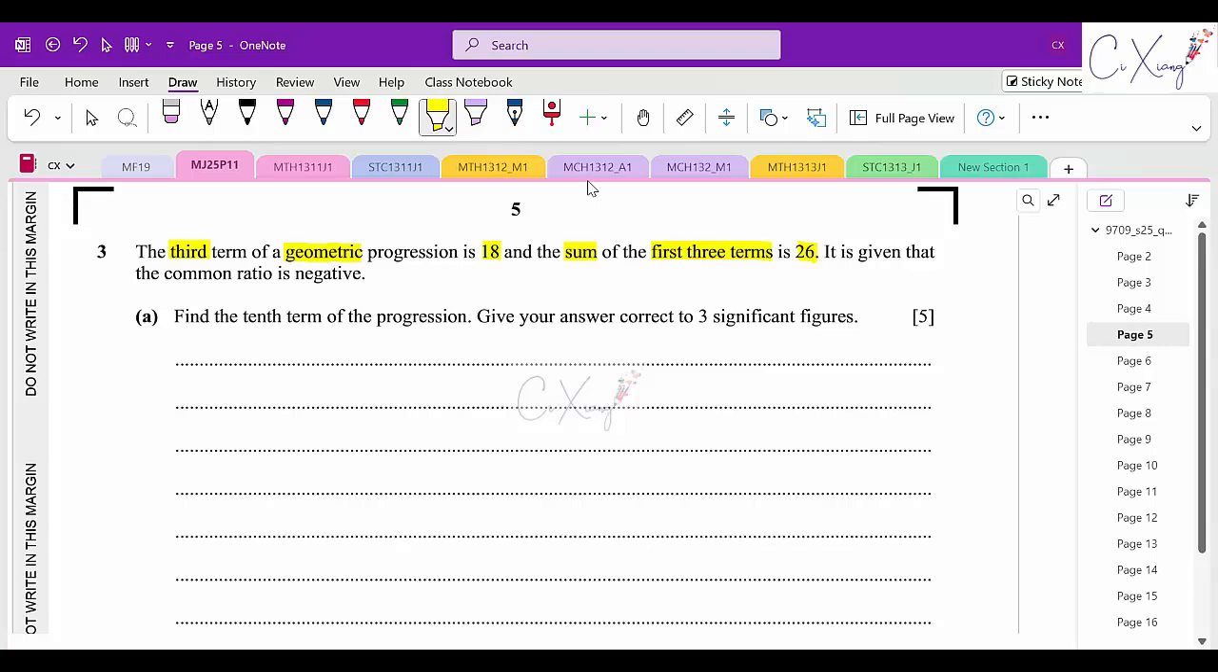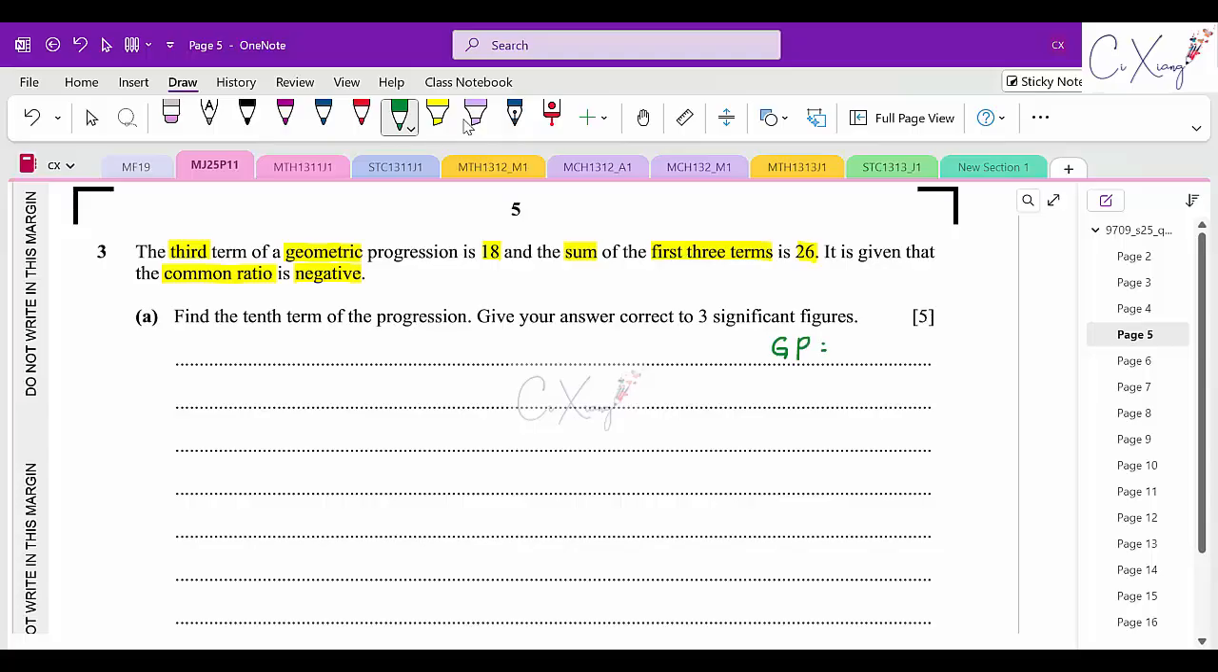It is given that the common ratio is negative, so this is also very important. The common ratio should be a negative value. Find the 10th term of the progression. Give your answer correct to three significant figures. To solve this question, you have to use the information given in the question to solve it simultaneously. Alright, let's have a look at the geometric progression.